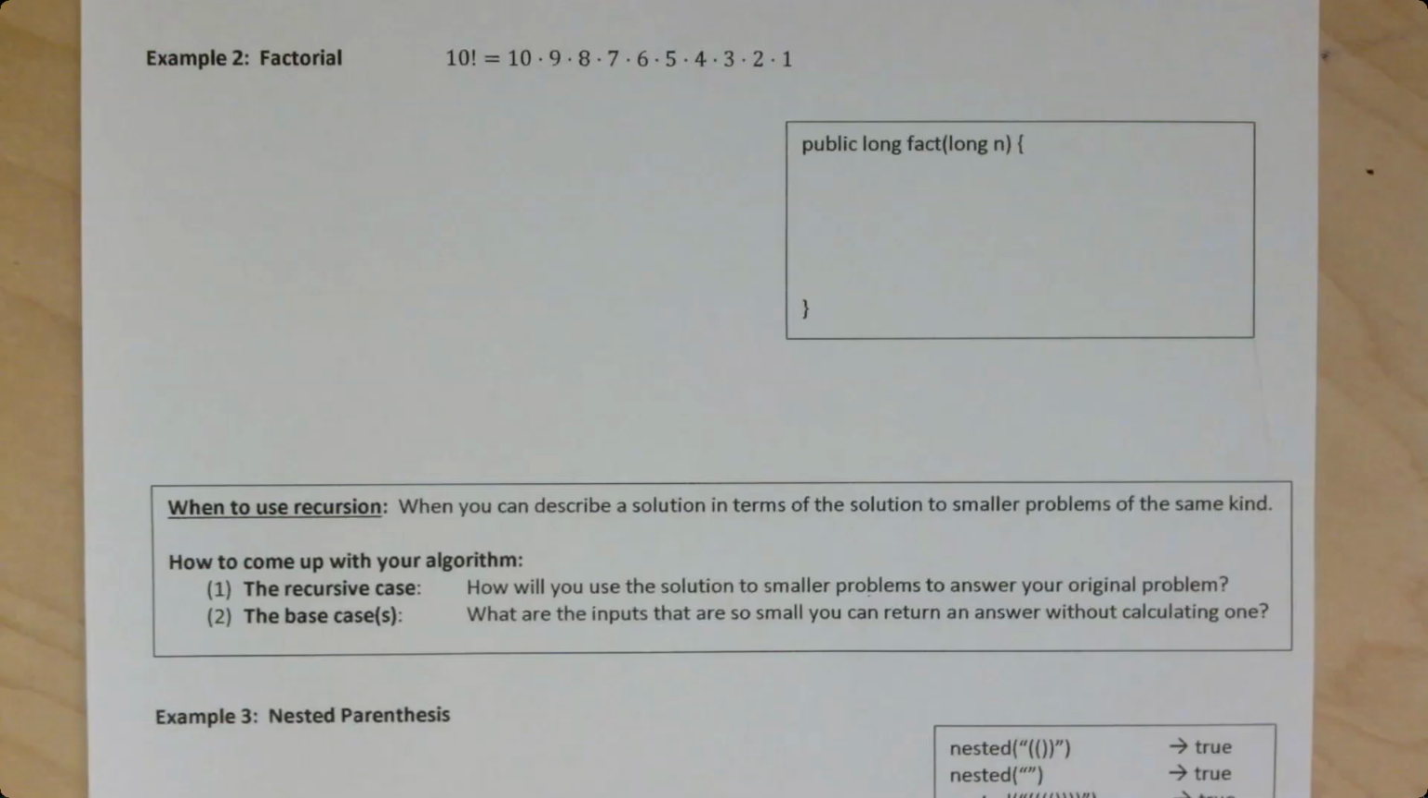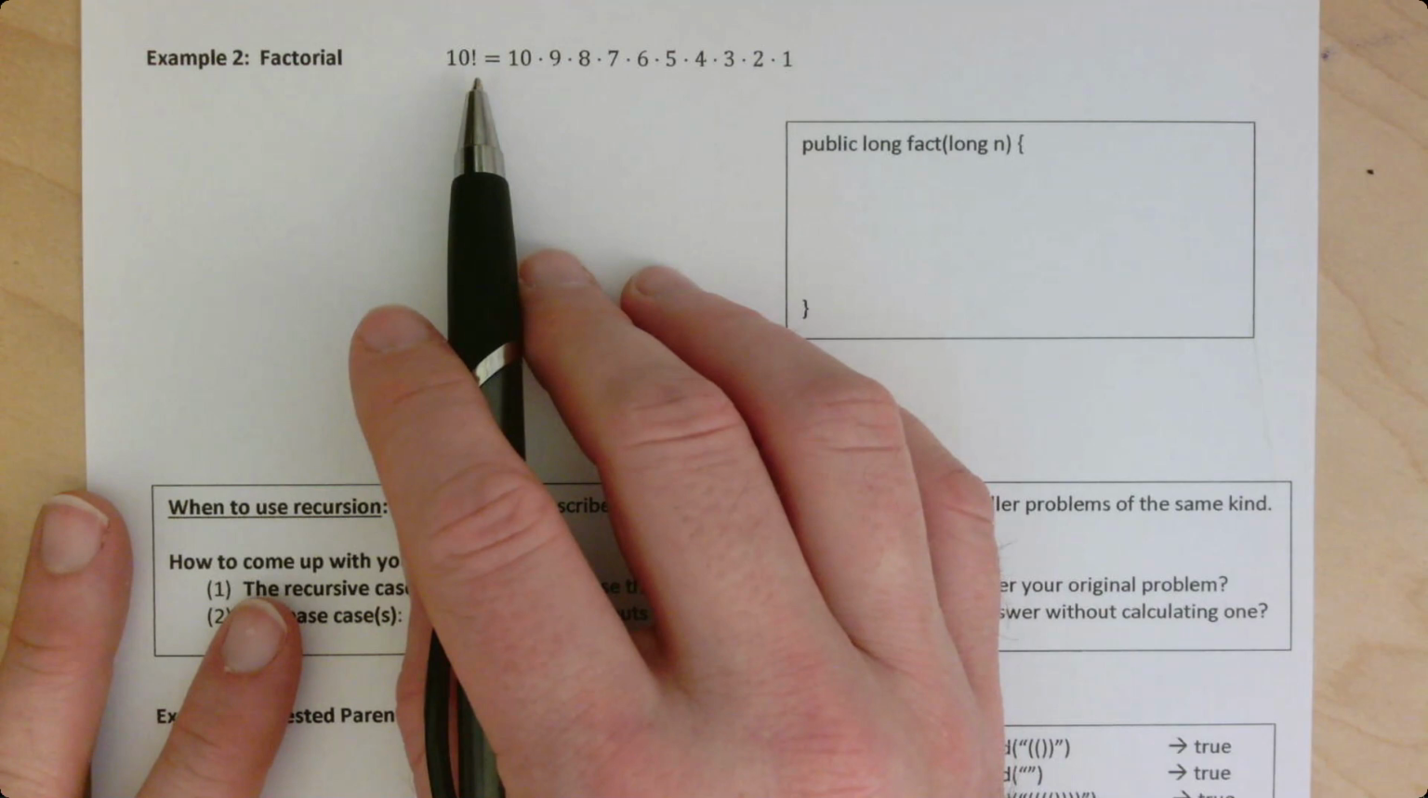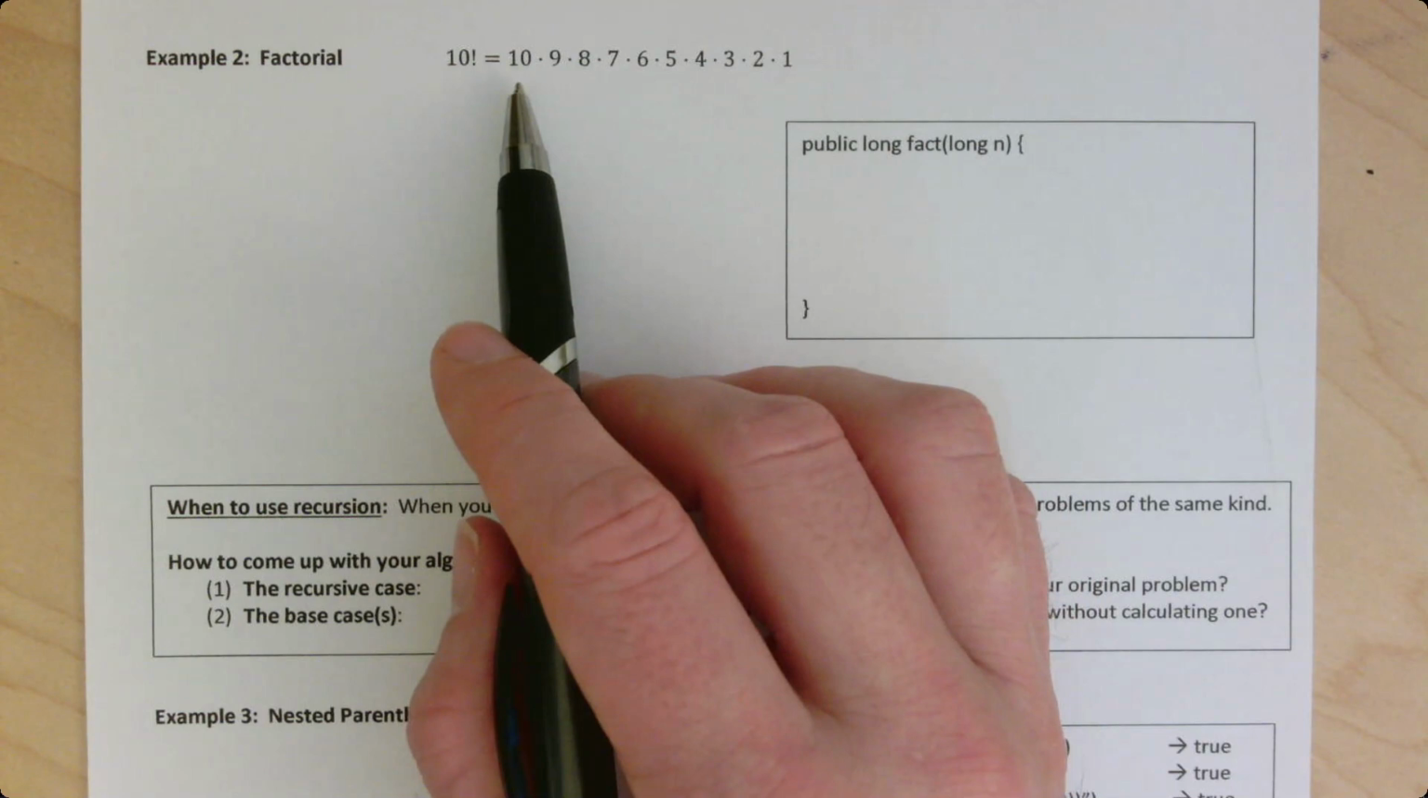Okay, flip over to the backside. We'll do another example, factorial. So if you are unfamiliar with factorial, that exclamation mark is a factorial symbol. And for positive integers, we'll define factorial as a falling set of multiplications. So 10 factorial will be 10 times 9 times 8 times 7 all the way down to 1.